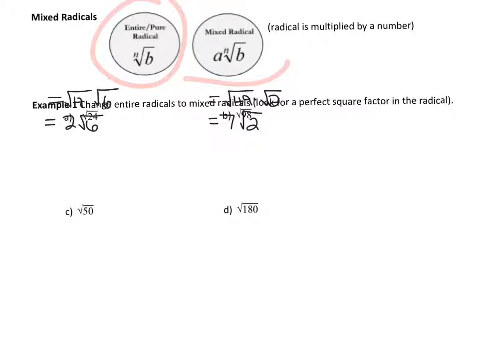Square root of 50, hopefully that's easy to identify, that's the square root of 25 times the square root of 2. And the perfect square hiding under root 180 is the square root of 36 times the square root of 5. So as a mixed radical, the square root of 180 is the same as 6 times the square root of 5.